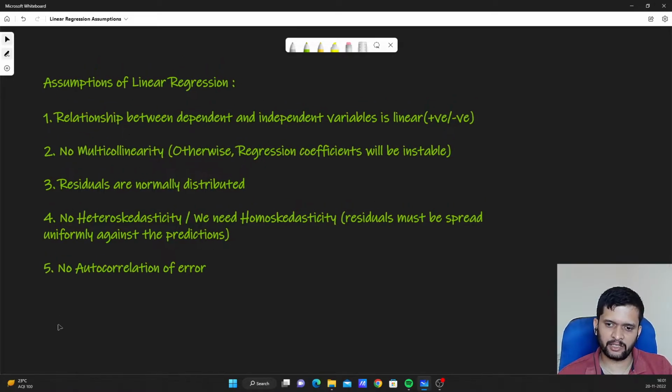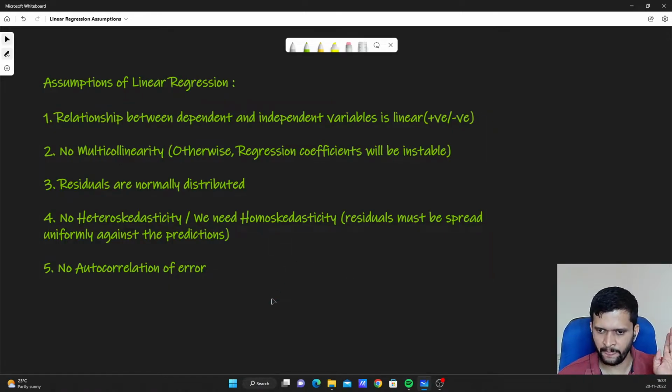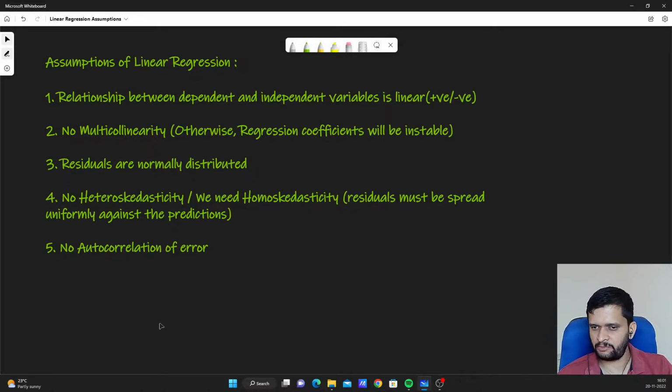Okay, so let's start. So there are mainly 5 basic assumptions with respect to linear regression algorithm, and those are: the relationship between the dependent and independent variables is linear. Okay, it can be either positively related or negatively related. Then the second one is there is no multicollinearity. Okay, the third one is residuals are normally distributed. Fourth one is homoskedasticity or no heteroskedasticity. And the last one is no autocorrelation of error. Okay, so we will see one by one what do we mean by each of these assumptions, right?